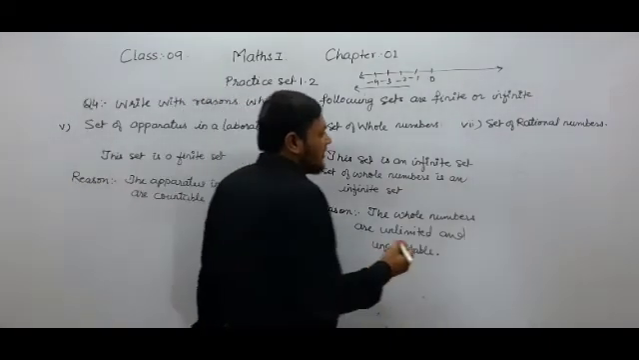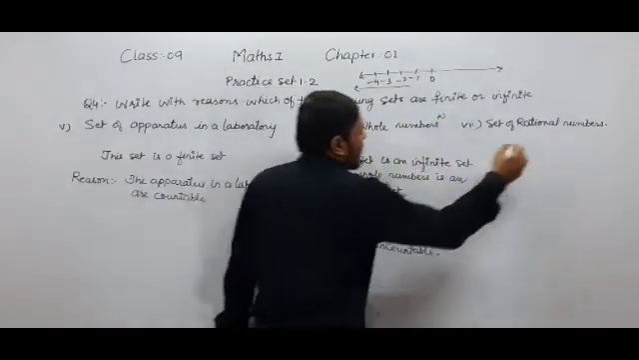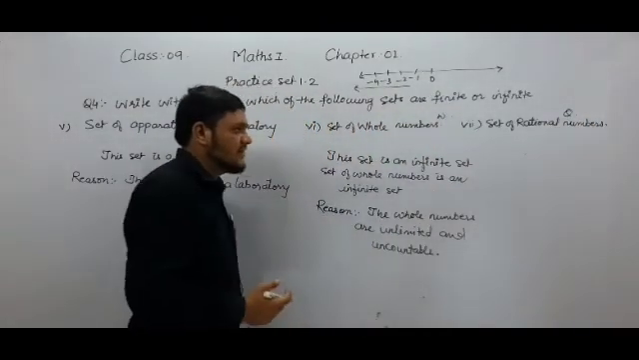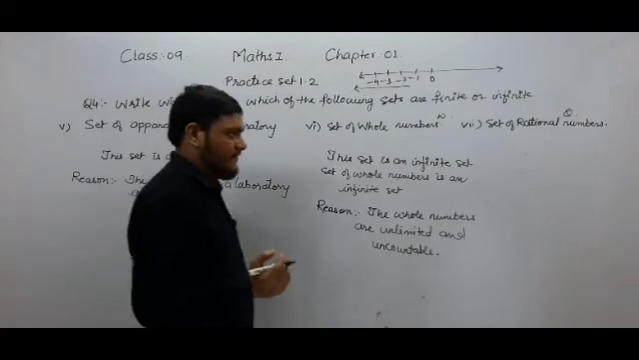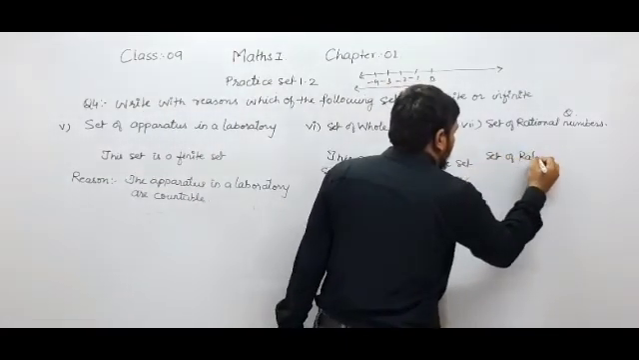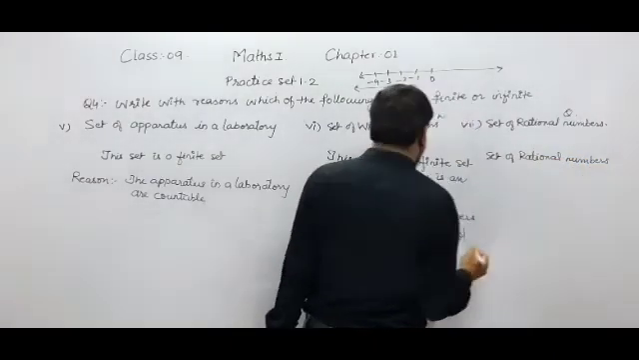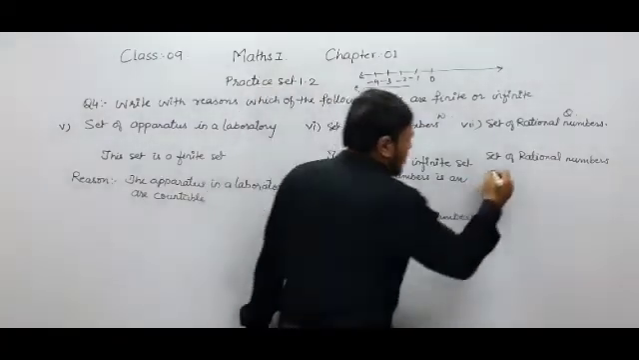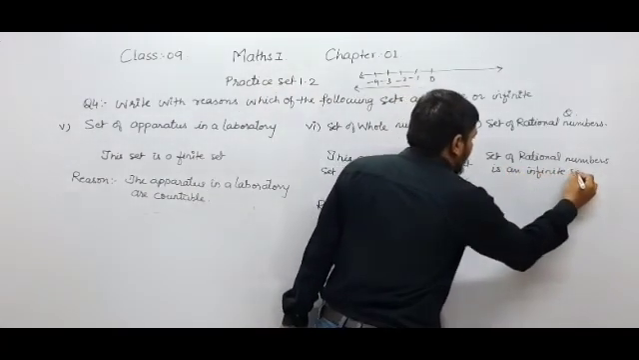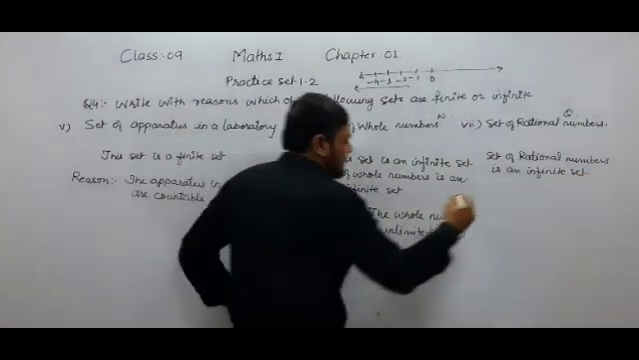So student, now see the set of rational numbers. We know that the set of whole numbers is denoted by W and the set of rational numbers is denoted by Q. This set is also an infinite set because the rational numbers are unlimited and infinite. So we can say that the set of rational numbers is an infinite set, and we have to give reason for that.